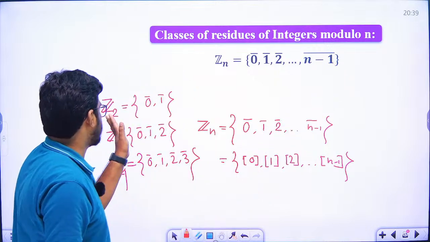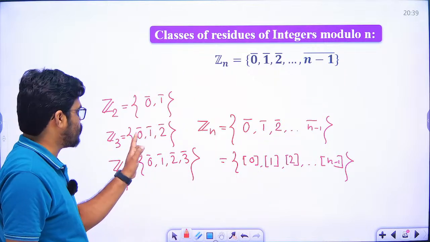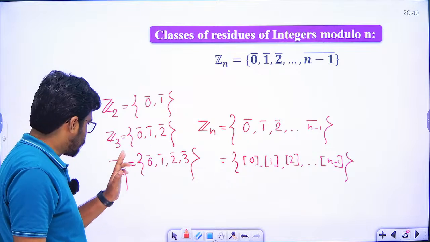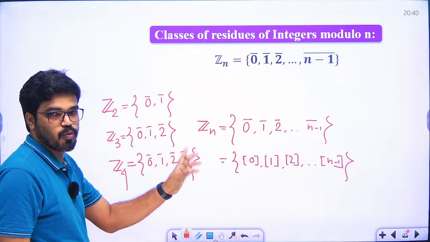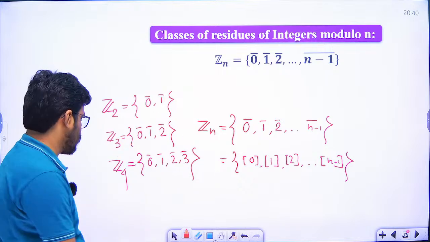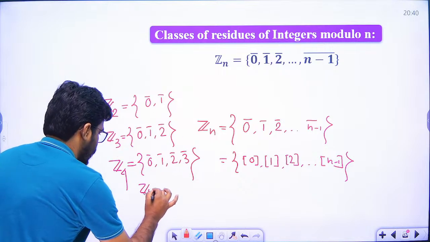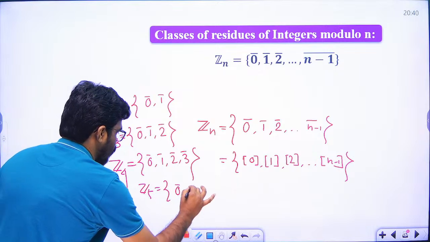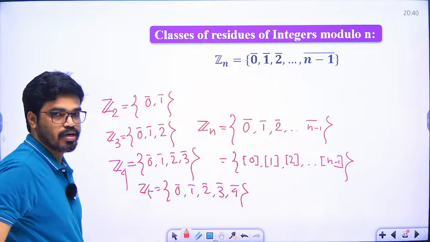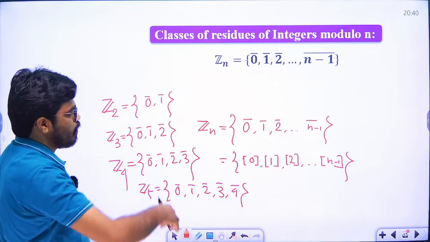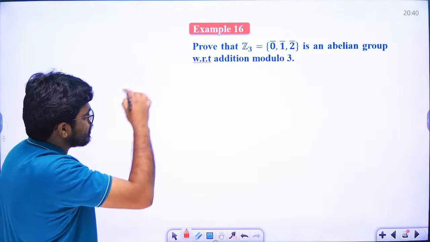So Z2 is 0 bar, 1 bar. Z3 is 0 bar, 1 bar, 2 bar. Z4 is 0 bar, 1 bar, 2 bar, 3 bar. Similarly, Z5 is 0, 1, 2, 3, up to 4. Okay. So let us consider this example.